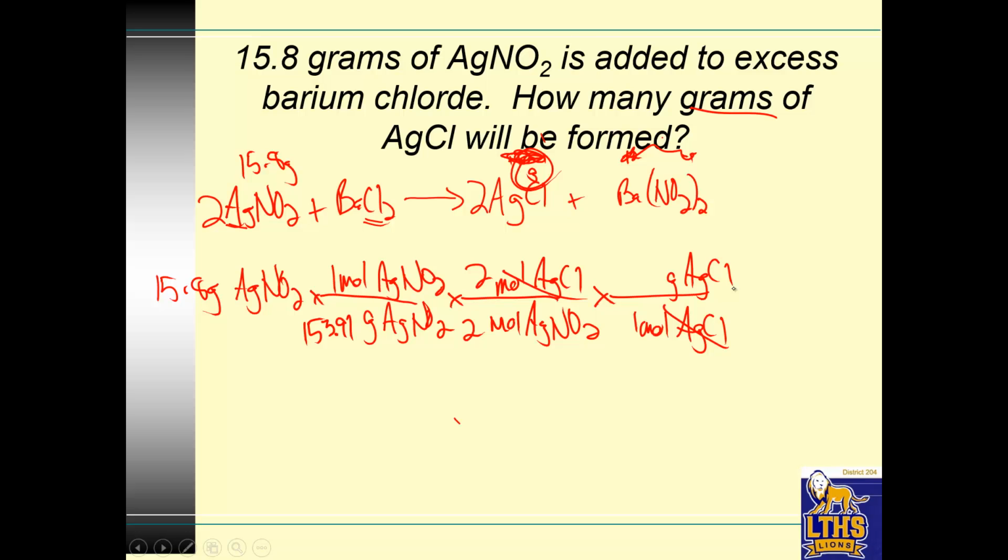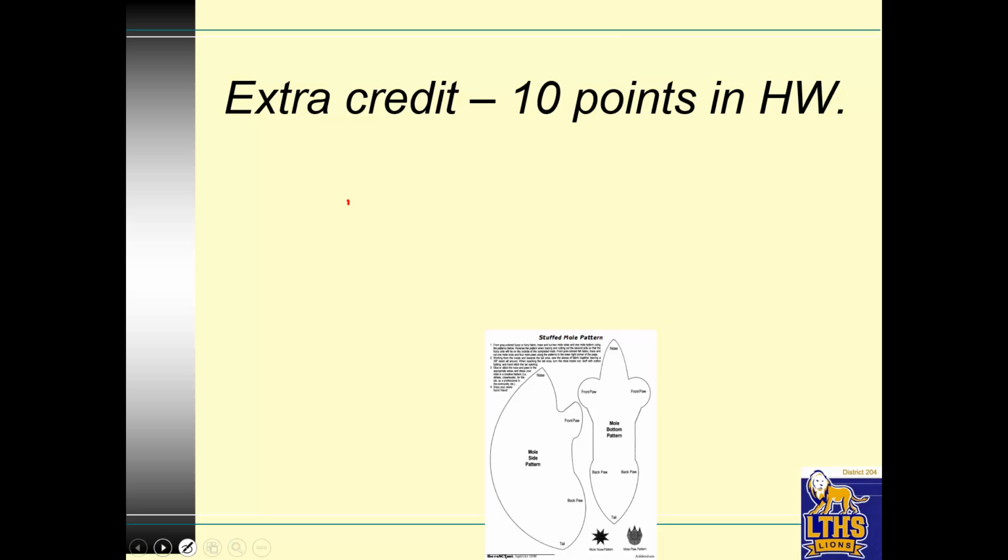So 107.9 plus 35.45 is 143.35. And I calculated that out. 15.8 divided by 153.91 times 2 divided by 2 times 143.35 is 14.7 grams AgCl. Boom. Extra credit, 10 points in your homework.